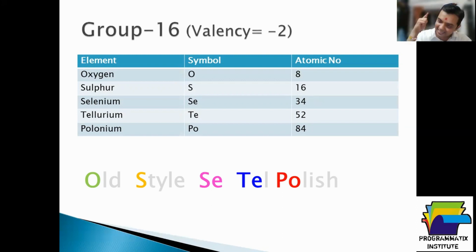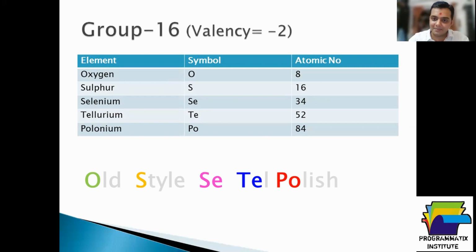Old style se tail polish or old style se teri poem, where Old's O stands for oxygen, Style's S stands for sulfur, Se is selenium. Tail's Te is tellurium. And Polish's Po is polonium. If it is teri poem, teri also has Te, tellurium, and poem also has Po, polonium. So whichever you like, you can take that.